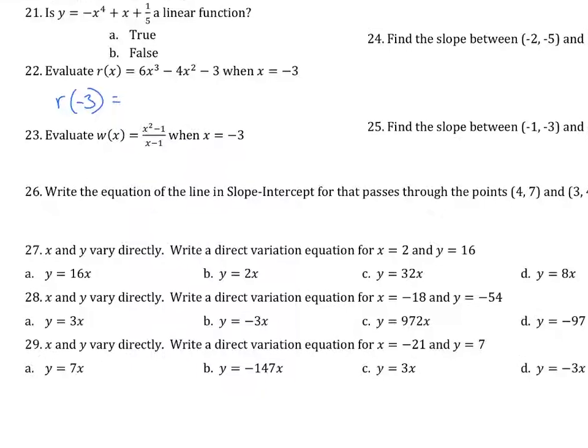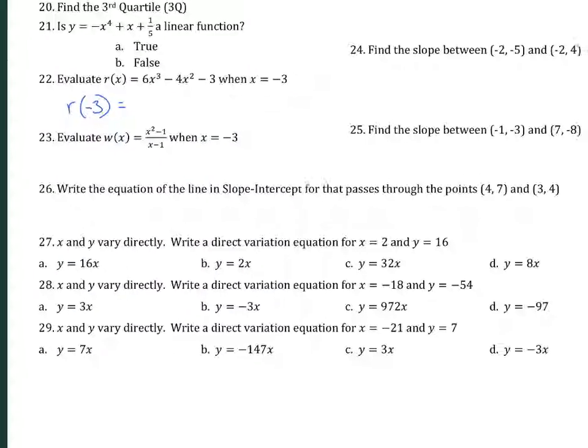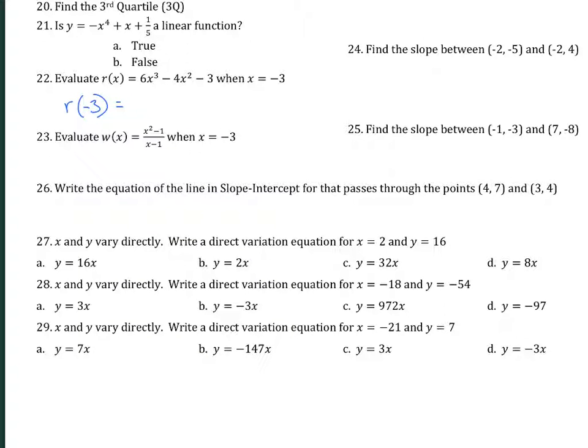Here we go. They want you to write the equation of a line in slope-intercept form. It goes through these 2 points. So remember, slope-intercept is y equals mx plus or minus b. So you want to figure out your slope. And then you could pick a point and plug in the x and the y into the equation.